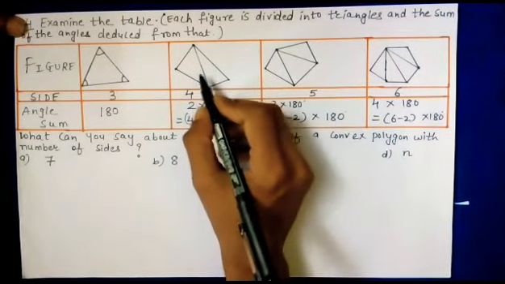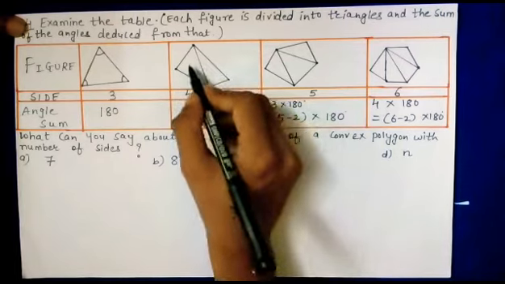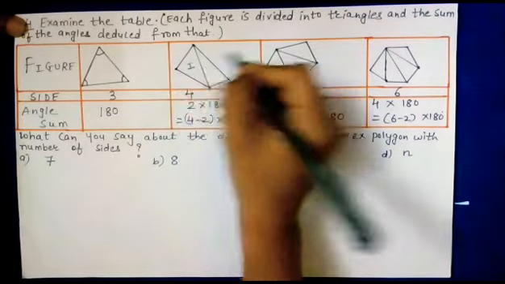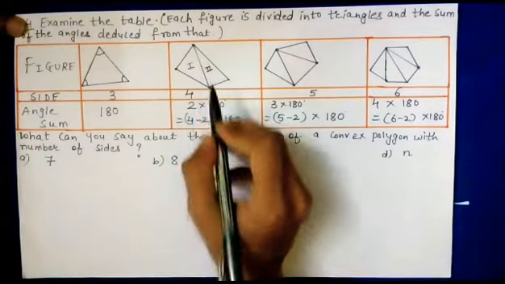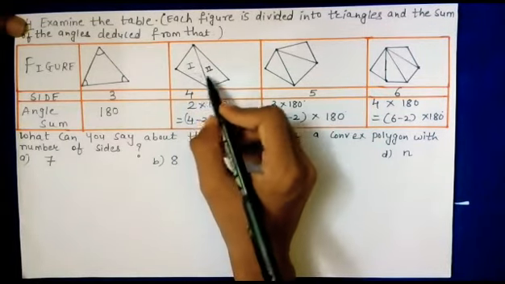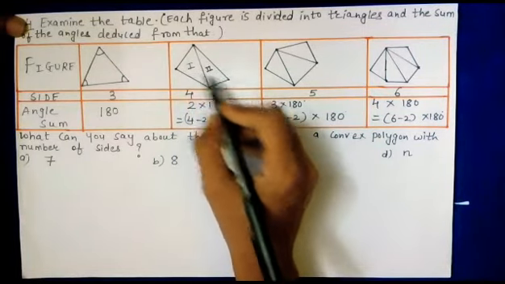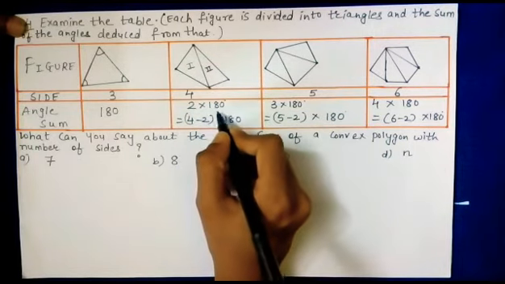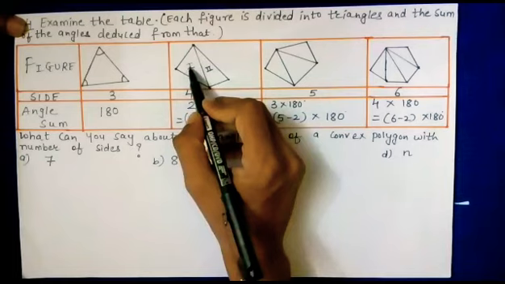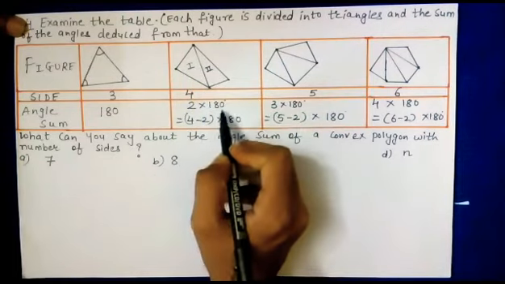Why? Because in the figure there are 2 triangles. You can see this is the first triangle and this is the second triangle. So there are total 2 triangles. So the angle sum of all the interior angles of this polygon will be 2 into 180. Right? One triangle will be 180. So for 2 triangles, 2 into 180.